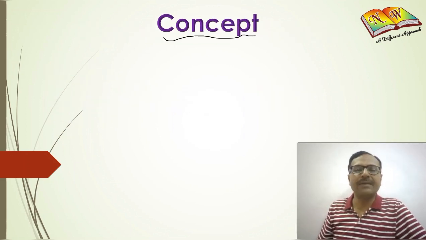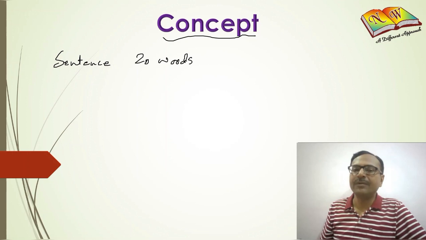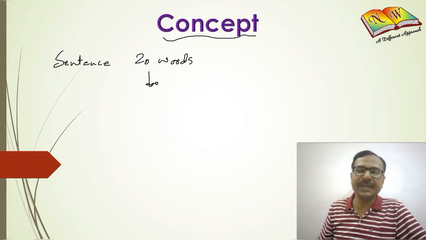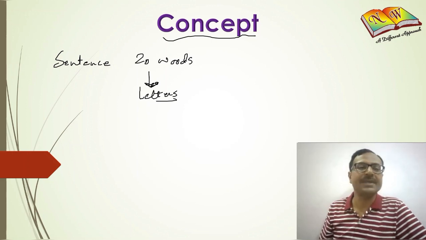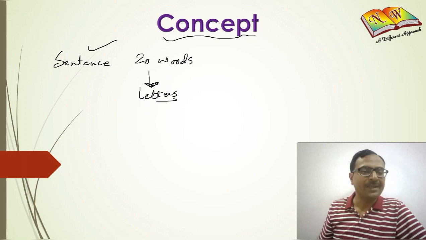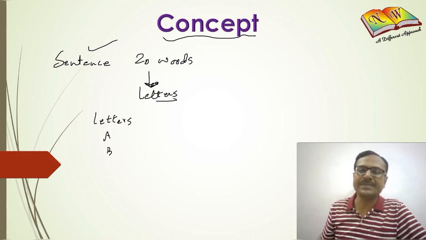Suppose you have a sentence in which there are, say, 20 words. Each word will have different letters in it, and therefore you will have different letters occurring different number of times in the sentence. So we are going to pick up a paragraph from the newspaper and then write the letters. So all the letters will be written starting from A, B, C and so on up to Z.